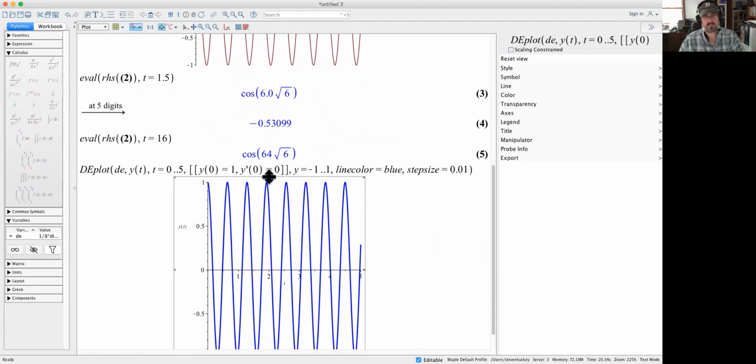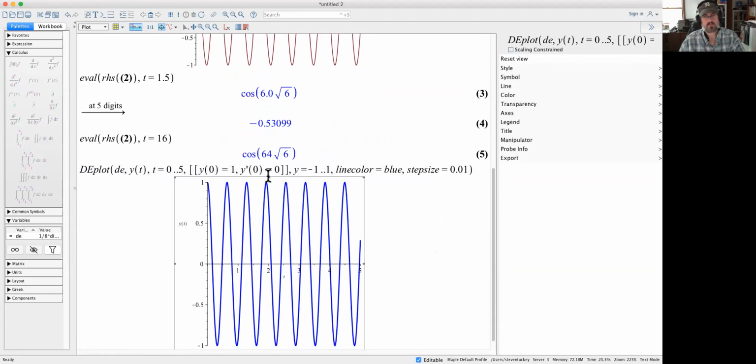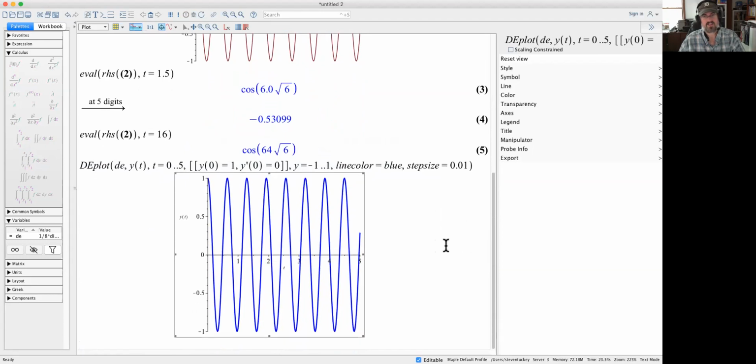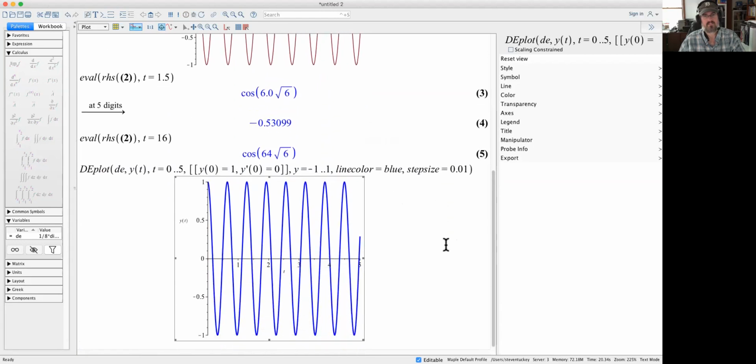All right, I can shrink it down vertically a little bit to give it a little bit of zazz. Look at that. Now, what did I accomplish by doing this in a DE plot? I accomplished the fact that I didn't have to solve the differential equation and then plot it. I told Maple, I want you to make me a plot of the solution curve for this differential equation with these initial conditions.